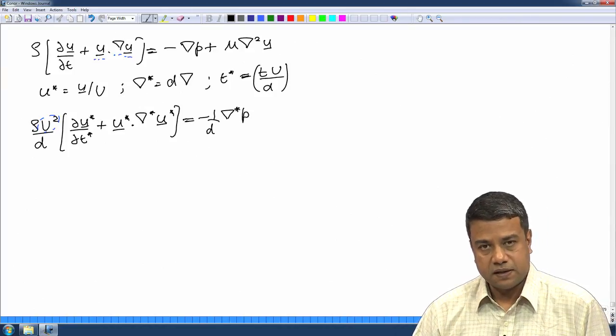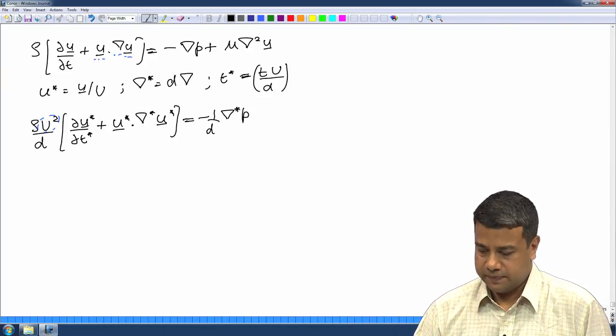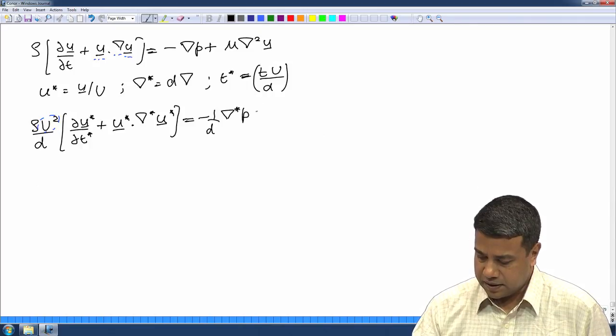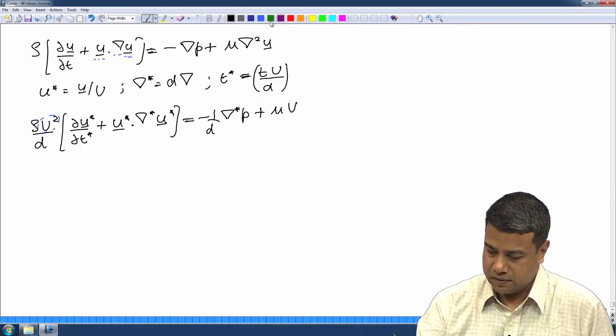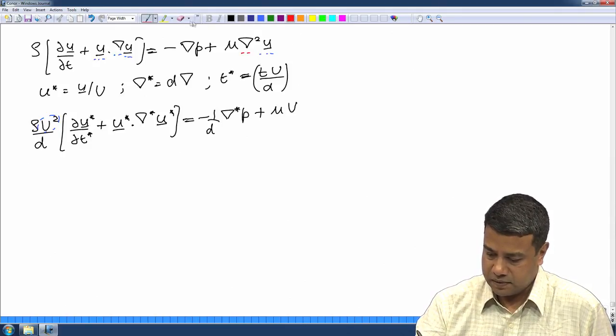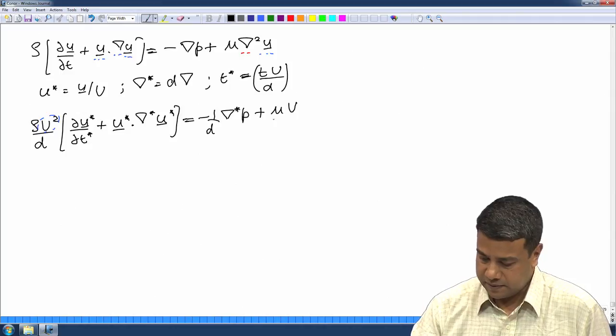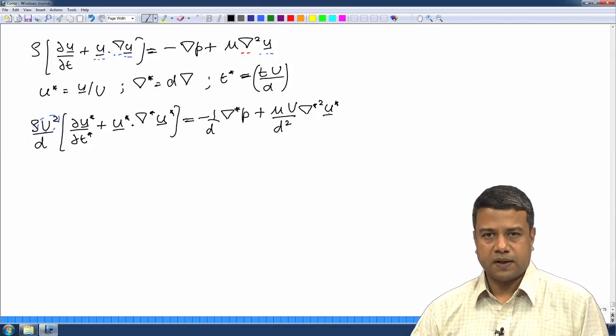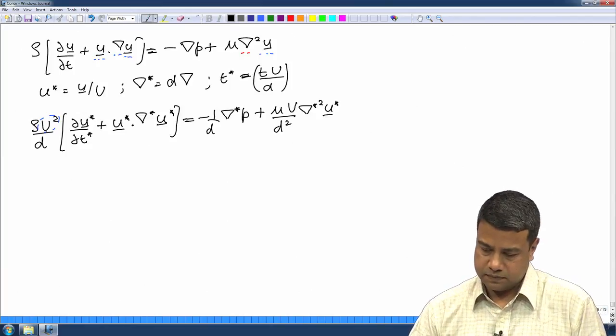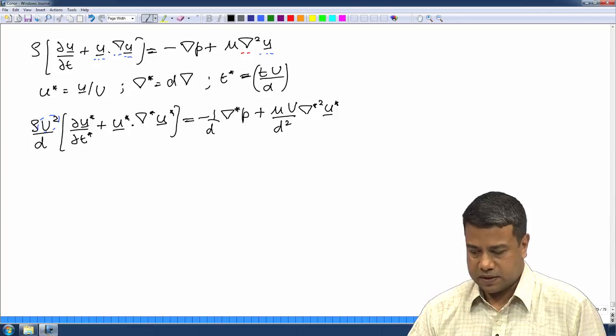I have not yet scaled the pressure. I will do that shortly. And on the right side, I have mu. I have one factor of velocity, and there are two gradients. So, that gives me a 1 over d square. So, that is the scaled equation.